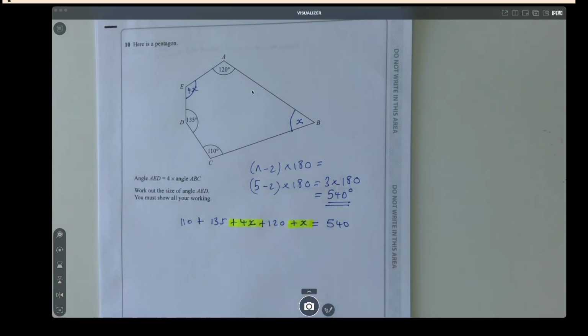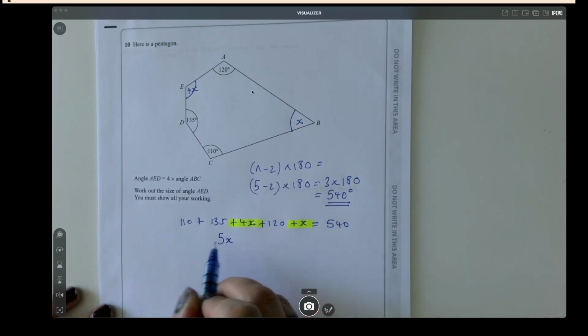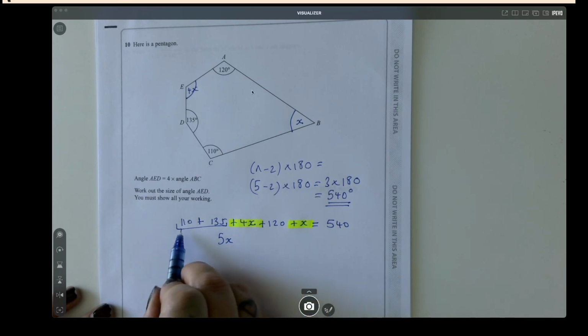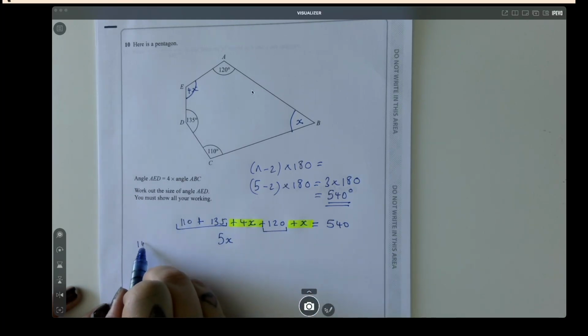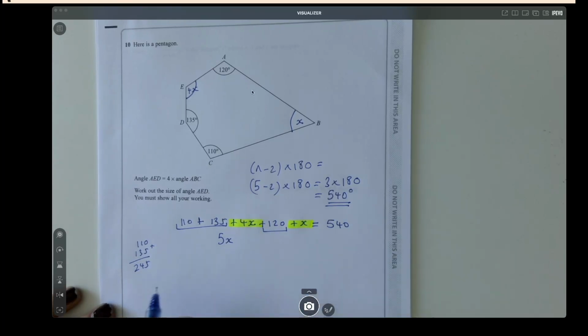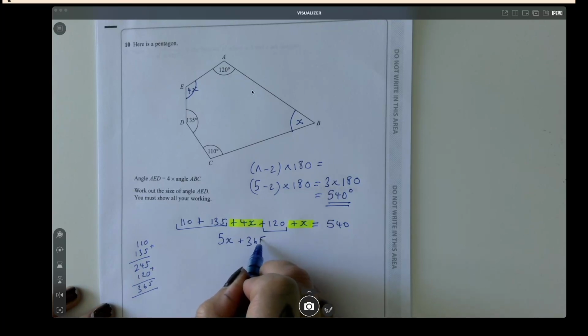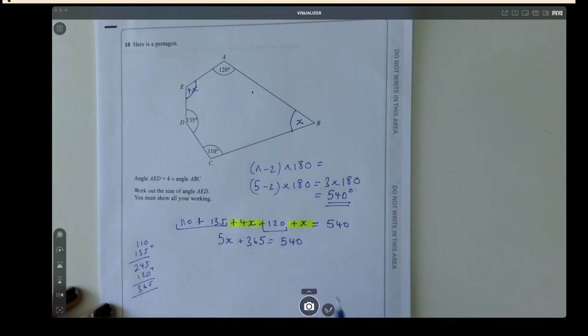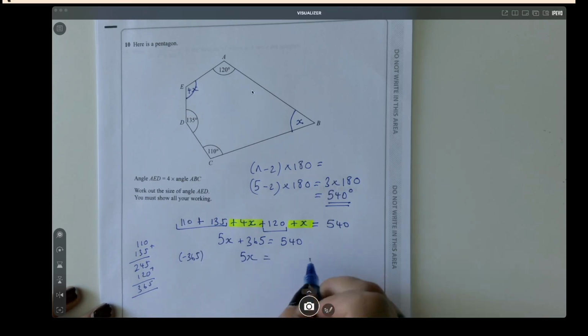Positive 4x add x. Remember, collecting like terms, it's the signs in front that are important. Positive 4x add x is 5x. 110 plus 135, that's 245. And then if we add the other 120, 365. So 5x add 365 equals 540. So now we're going to subtract 365 from both sides.